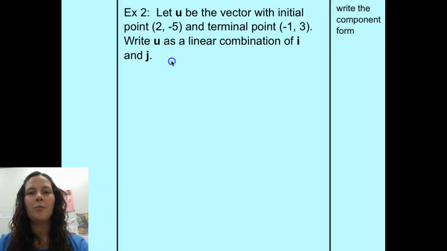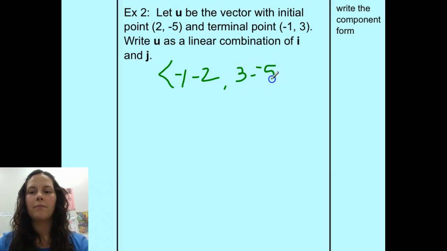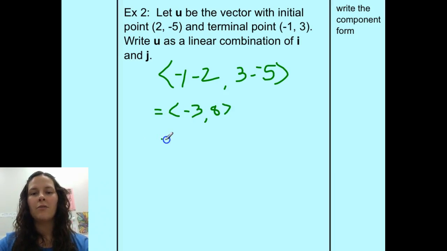When you're given the initial point and the terminal point of a vector, to rewrite it in terms of i and j, you simply find the component form and then work backwards. Remember, component form is change in x and change in y. Our component form ends up ⟨-3, 8⟩. Writing this in terms of i and j, we have -3i + 8j.